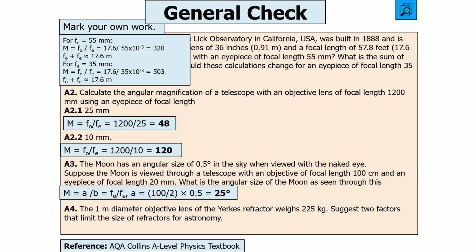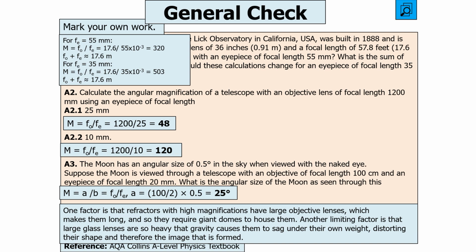Now in the next question here, what are the two factors? Well, one factor is that refractors with a high magnification will have large objective lenses, which makes them very long. So we need to have giant domes to house them. And another factor is that you've got to make large glass lenses that are so heavy that gravity causes them to sag under their own weight, because you can't support it in the middle because it will block out the light refracting through. So therefore it distorts their shape, and therefore the image that is formed will also be distorted.